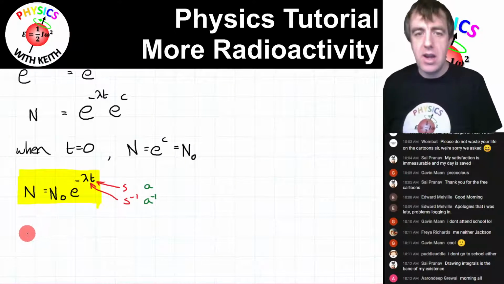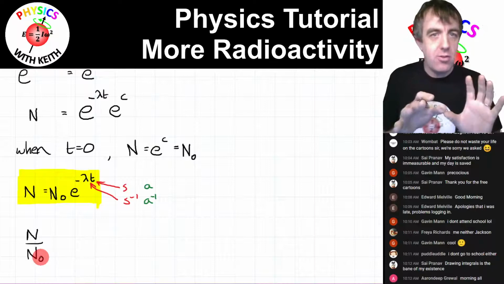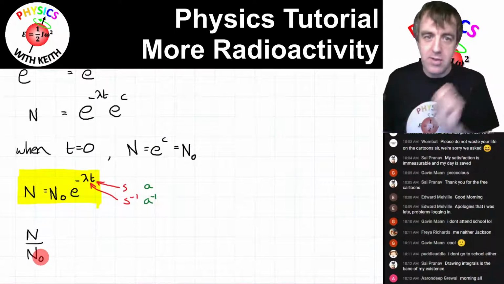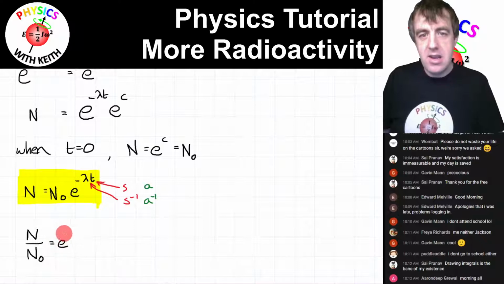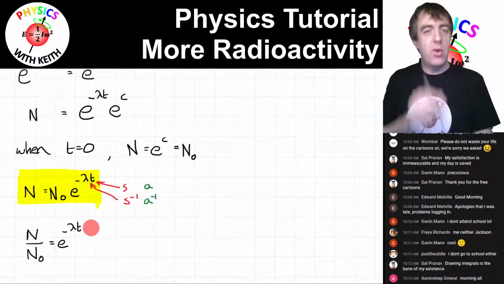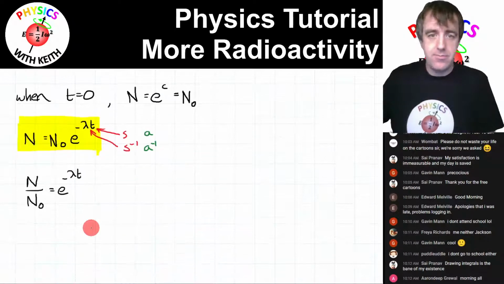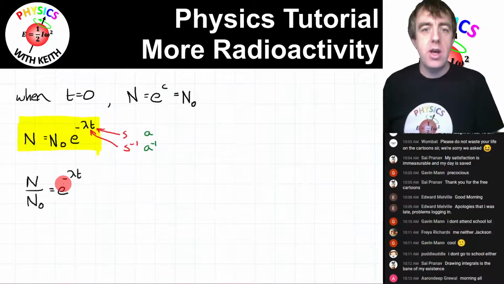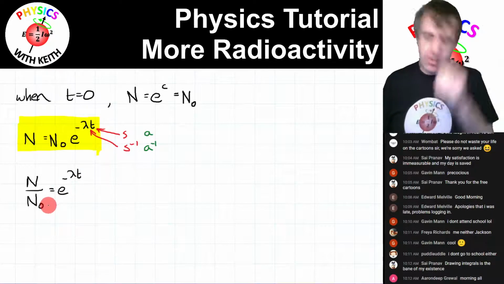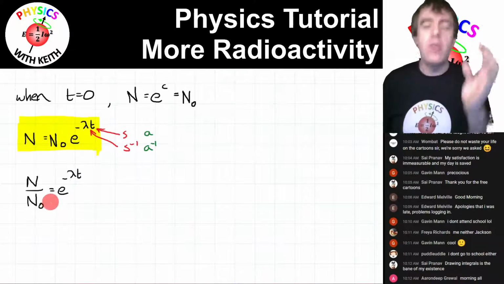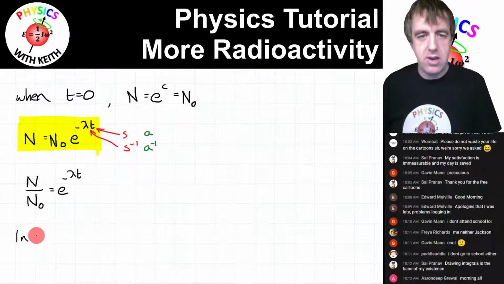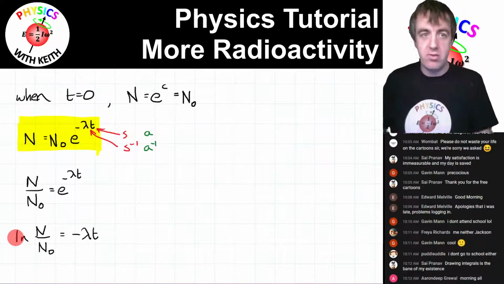First of all, I'm going to divide through by N0. We're nearly finished. If you're glazing over, we're nearly finished. That was the first equation. There are only two I wanted to derive. That's N over N0 equals e to the minus lambda t. Now, I want to get rid of that e. I want lambda as the subject because I want to work out what lambda is. So I'm going to take the natural logarithm of all this. So natural log of N/N0 is going to equal minus lambda t. Remember, e and natural log are inverse functions.